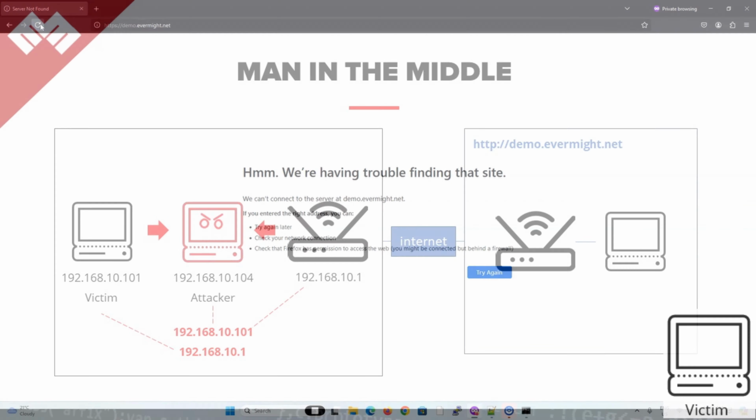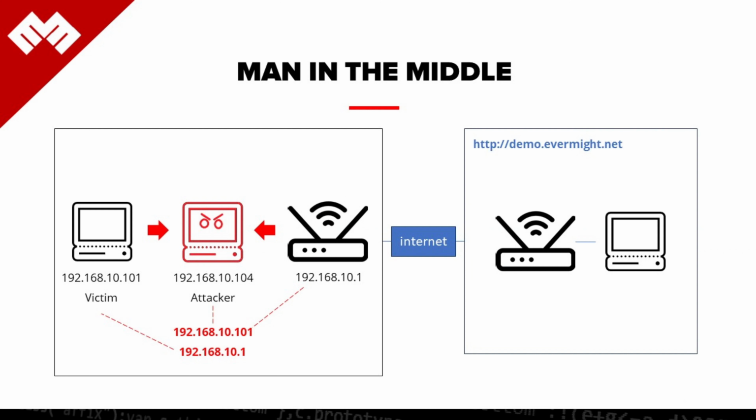I think I forgot one more step. My guess is that right now, the attacker's machine is receiving traffic from the victim's machine, but it's not being forwarded to the router. And the attacker is receiving traffic from the router, but it's not being forwarded to the victim's machine. I need to enable IP forwarding on the attacker's machine to let the traffic actually flow through to either side. Let's return to the attacker's machine.